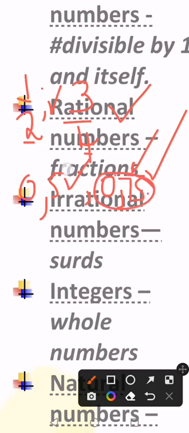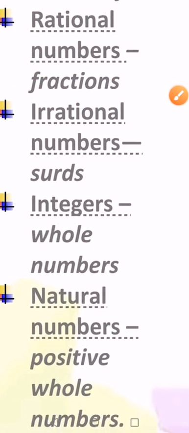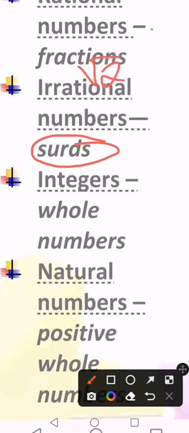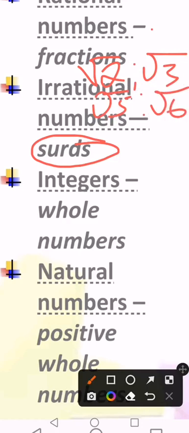Why? Because these can be expressed in the form of A over B, or as a proper fraction. Then we move on and talk about irrational numbers. Irrational numbers are the opposite of rational numbers. These are numbers that cannot be expressed in the form of A over B. For example, root 2. Numbers without an exact square root are called irrational numbers. All the numbers that are not perfect squares are called irrational numbers. For example, root 2, root 3, root 5, root 6, and even log 2 are irrational numbers, numbers that cannot be expressed as a fraction.